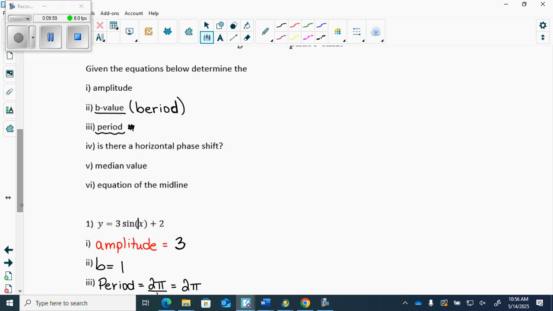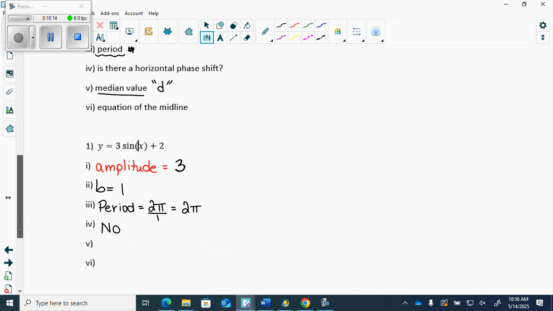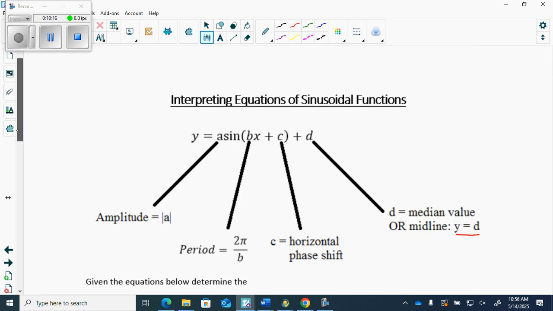This one wants the median value. That's that line that cuts the graph in half, that midline that we drew. The median value is just the value of D. So whatever the heck D is, that is your median value. So what is the median value here? Now remember, D comes after the bracket, correct?